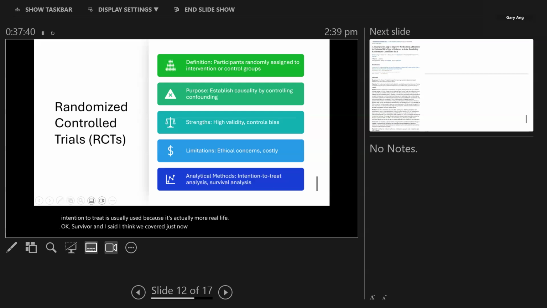Another term is called time to events analysis. Survival is just when the event is death.